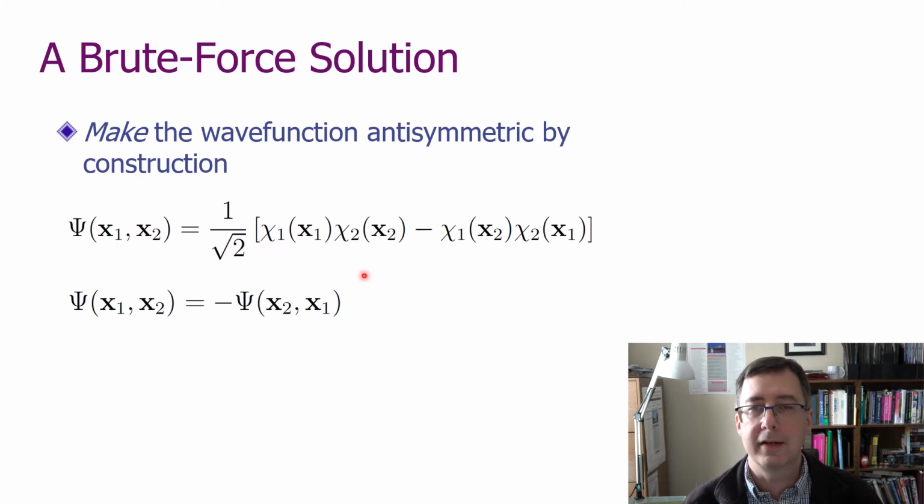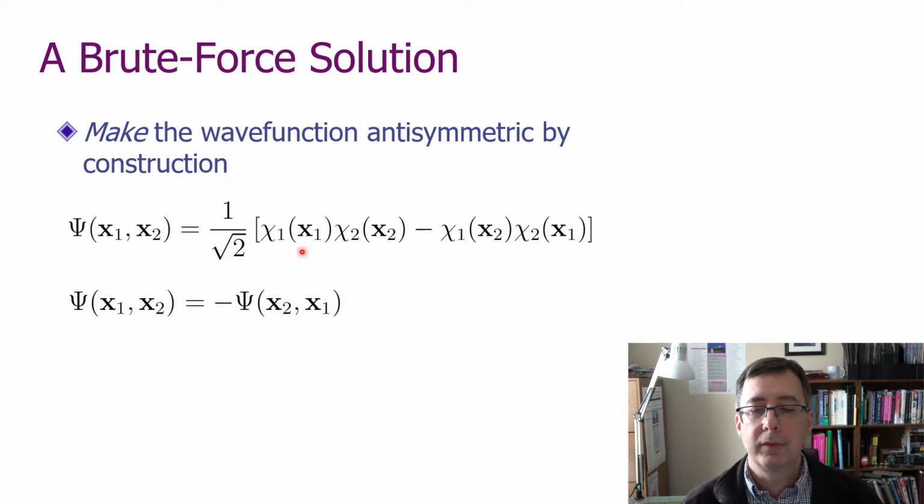You could just write that down and literally interchange the x1s and x2s, and you'd immediately see this term turns into that with a minus sign, and this term turns into that with a minus sign. So I do get the same thing back times a minus sign, which is what I want. So I've found a way to dodge this problem with the Hartree product.